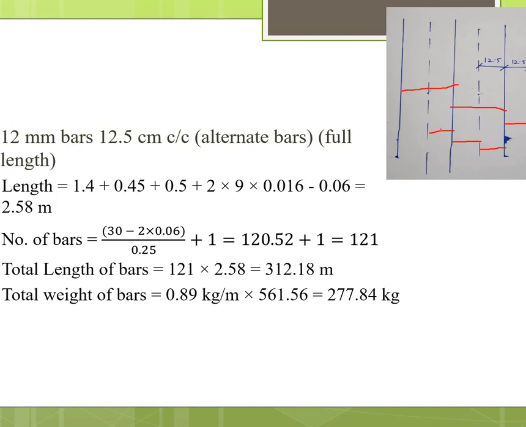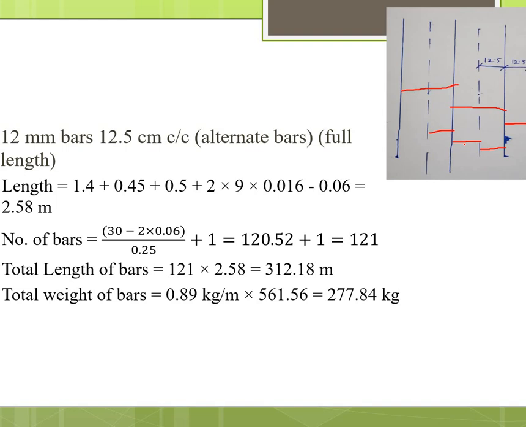In effect, I am placing the bars 12.5 centimeter center to center, but the distance between them is becoming 25 centimeters center to center. These dotted lines are the second set of bars that are going to be placed. In effect, the distance between the dotted bars, that's the second set of bars, is 25 centimeters center to center. I hope you got the gist of it.